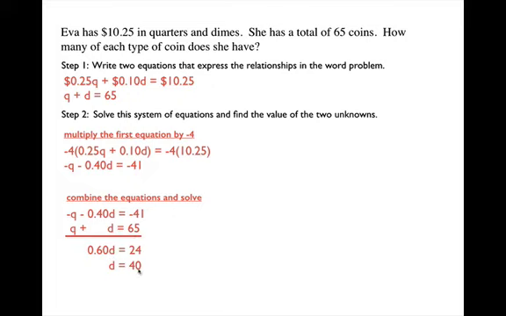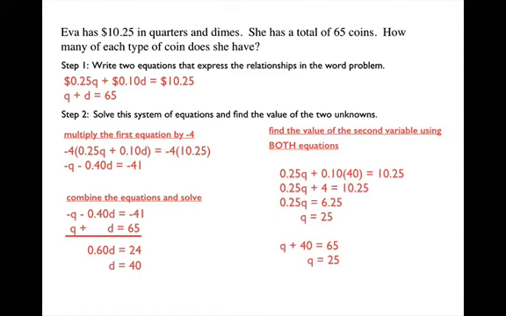Solving for d, I find that d equals 40. Now, I already know from the last example that I'm correct, but just to make sure, I'm going to substitute 40 back into both equations to solve for q. And when I do that, I find that q equals 25 and q equals 25. So I'm confident in saying that Ava has 25 quarters and 40 dimes.